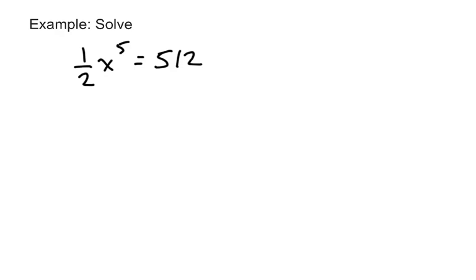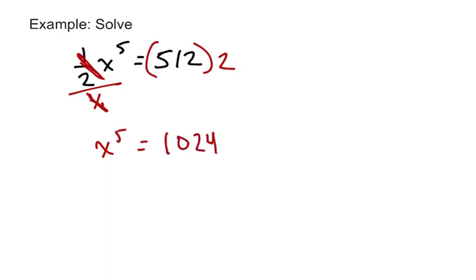Now we can use these bigger roots to help us solve equations. When I have 1/2 x to the 5th equals 512, we want to get rid of the 1/2, which we divide by 1/2. And of course, dividing by 1/2 is the same as multiplying by 2. Well, over here, these cancel, and we're left with x to the 5th equals 2 times 512, which is 1024. To get rid of a power, we need a root.